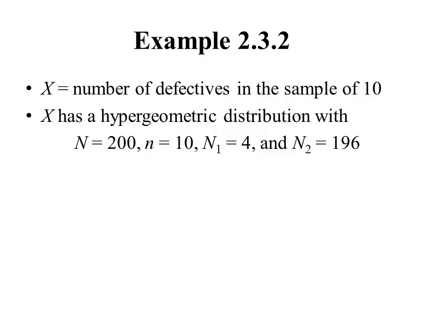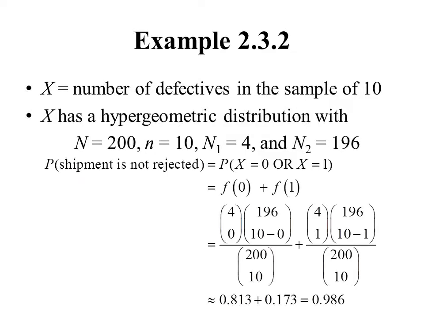Capital N is the total number of transistors, that's 200. Little n is the number that we are selecting, that's 10. N1 is the number of type 1 objects. A type 1 object in this case is a defective transistor because that's what we're interested in, and we have 4 of those. And then N2 is the number of non-defective transistors, which is 196. So now we know what type of distribution we're dealing with, and we know the values of its parameters, and so now we can use those numbers to calculate our probability.